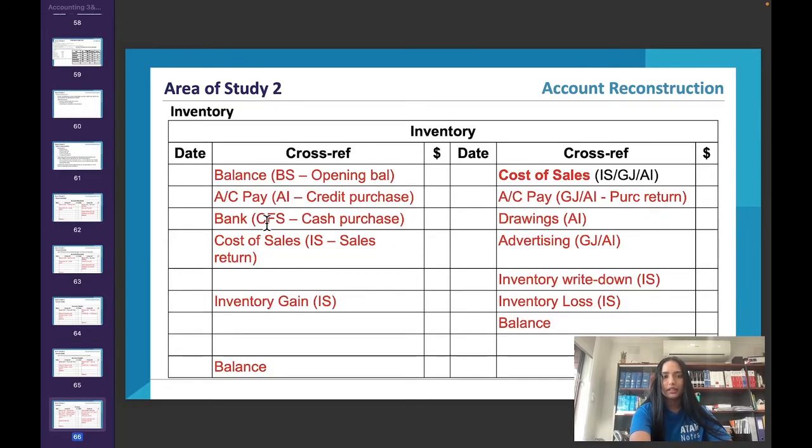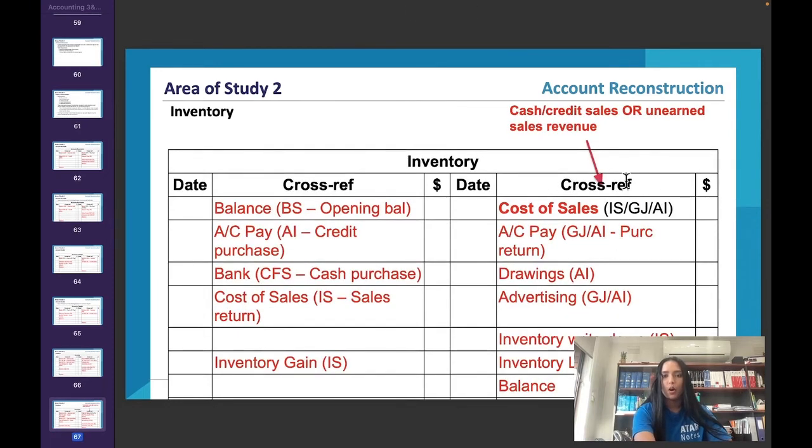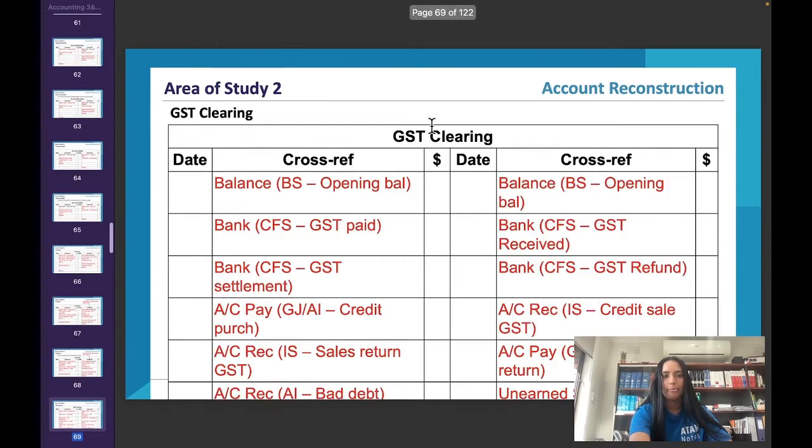Same with inventory. So we have all of the expected transactions, and then what we'll be trying to find is either cash or credit sales or unearned sales revenue. And most of the time with this, we'll be trying to find cost of sales.